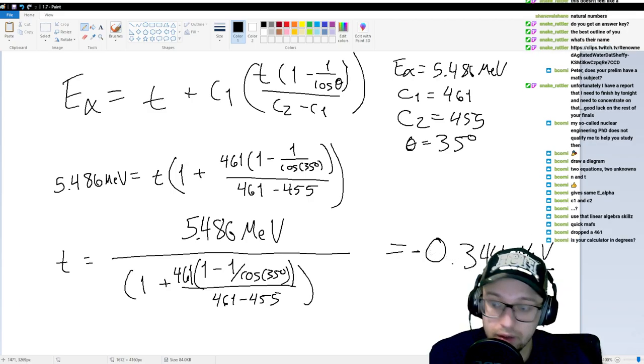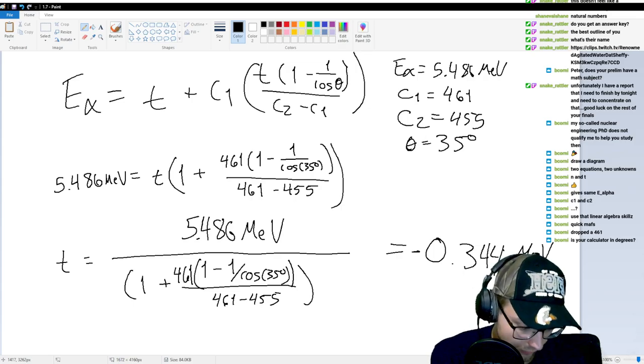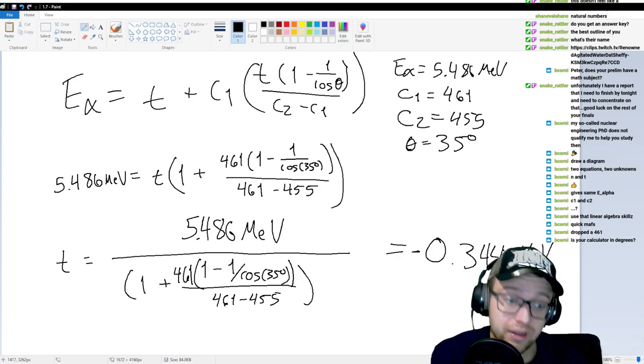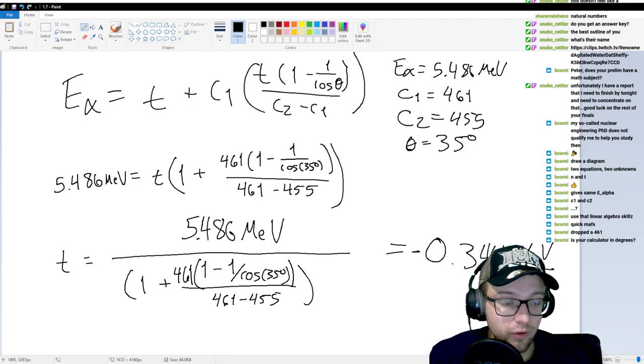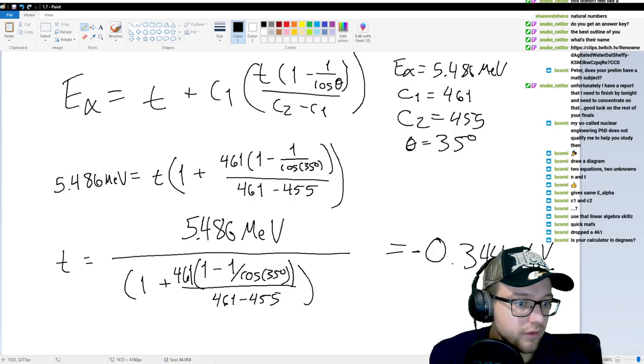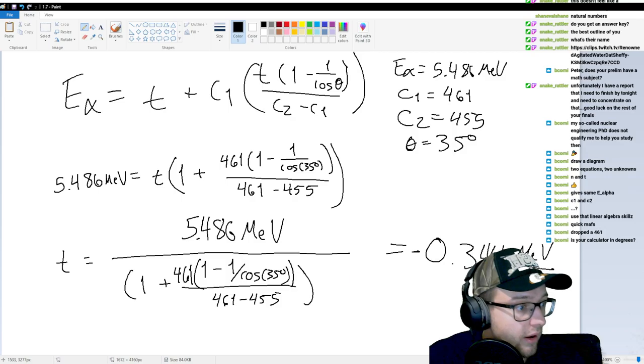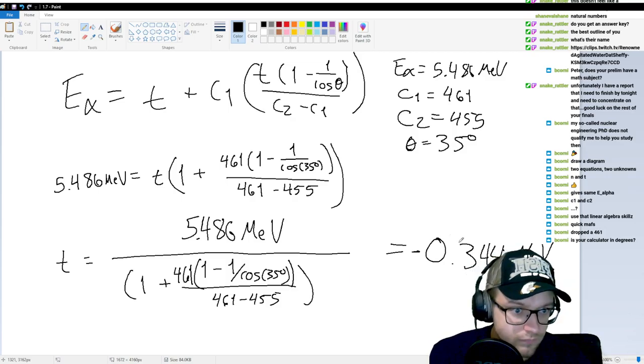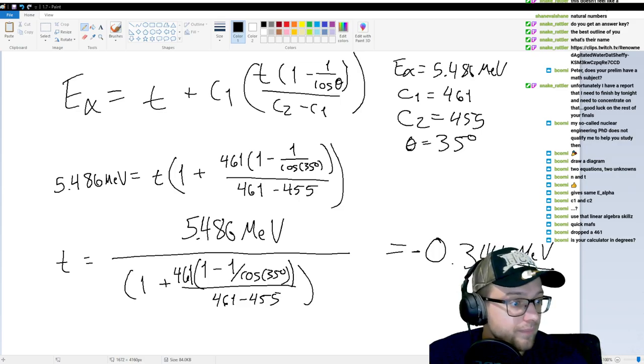It is in degrees, yes. I will verify that now. Cosine of 90 should be 0. It is. Cool. Yep. So it's going to be minus 0.344 MeV per, what is the length unit? What is this length unit? That is the question, isn't it?